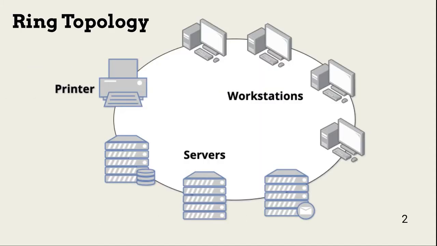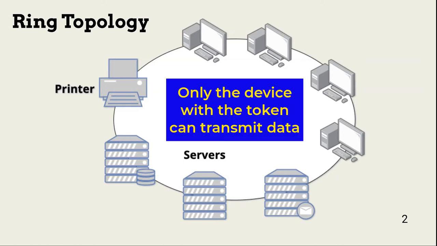In ring topologies, data travels around a circular path. Each device on the network gets a turn to transmit. One example of this is token ring. In token ring, a token is passed around the ring, checking each device in turn to see if it needs to transmit data. Only the device with the token can transmit on the network.